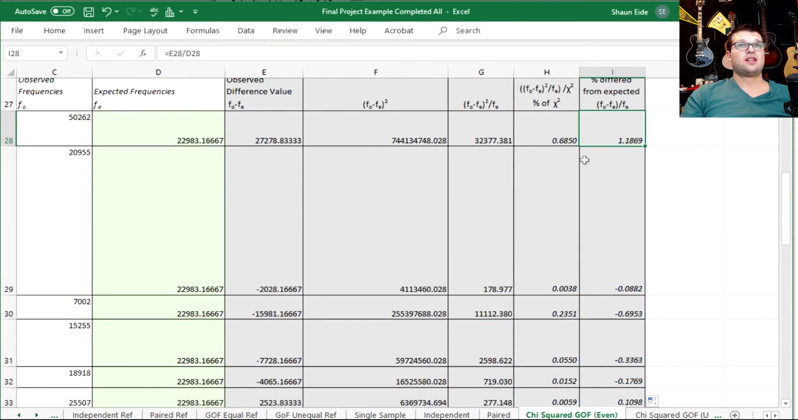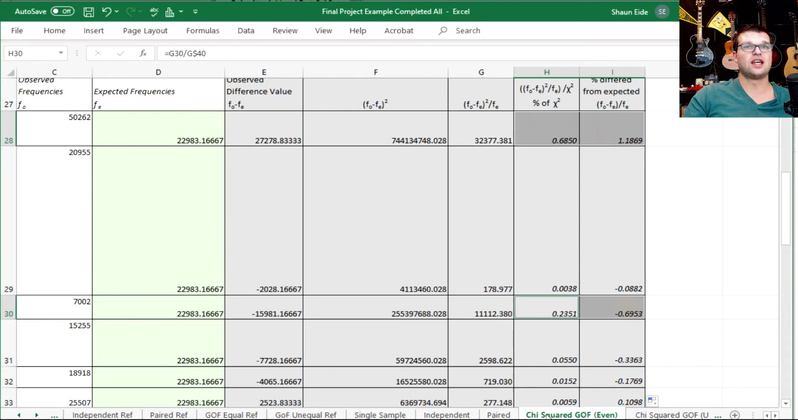And what this says right here is this contributed 68% to the chi-squared, and it differed from expected by 118 or 119%. Okay, it was 119% greater than what was expected. So what you observed was 119% greater than what you expected. What you observed was 8.8% less than what you expected. What you observed was 69.5% greater than expected. What you observed was 33% less than what was expected, and what you observed was 17% less than what was expected. But you don't just interpret this, you have to interpret these two together.